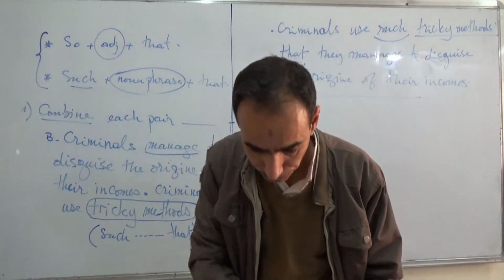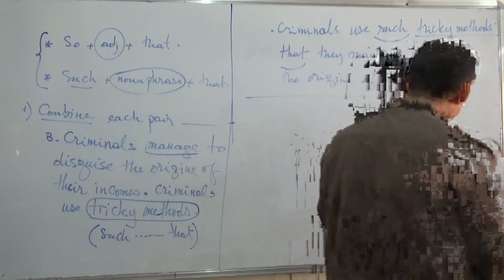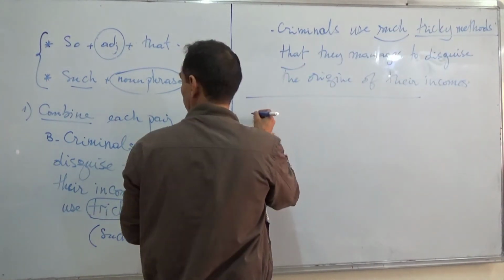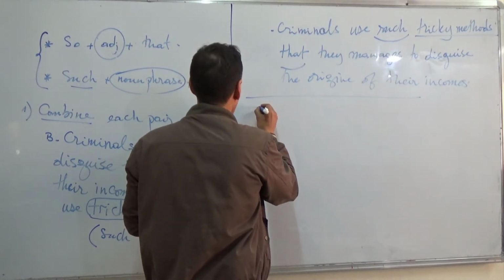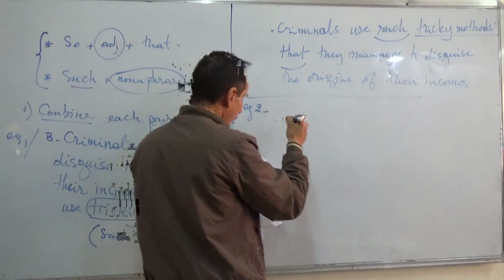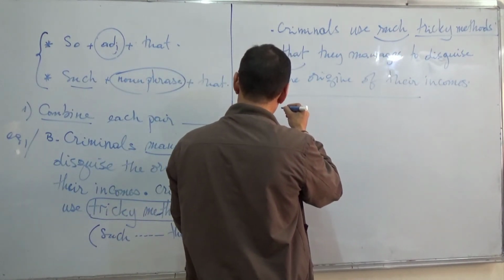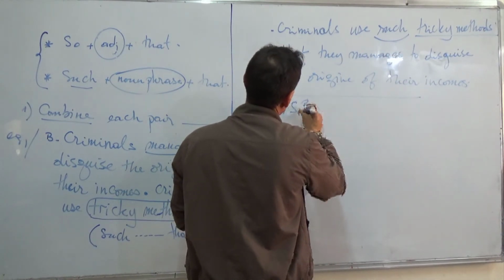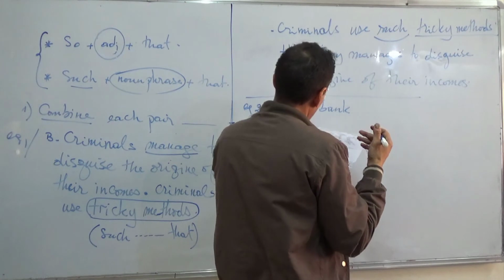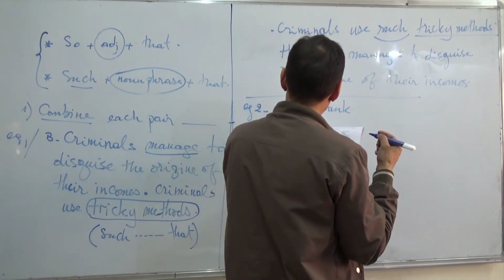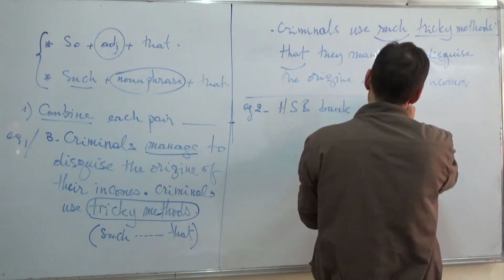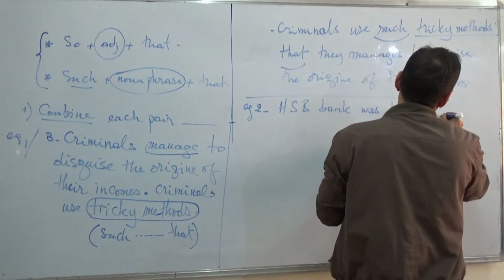Another example, always in the same theme: unethical practices, illegal practices, etc. Example 2, you have example 1, example 2. Look at the sentence. HSB Bank. Now this is a bank called HSB. I don't know, I think it is British. HSB Bank was helpful. Full stop.